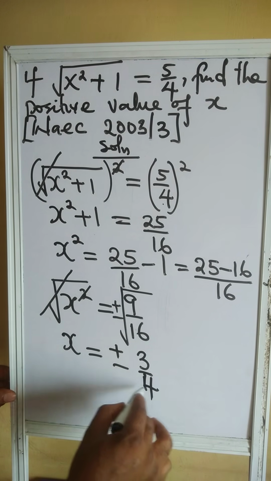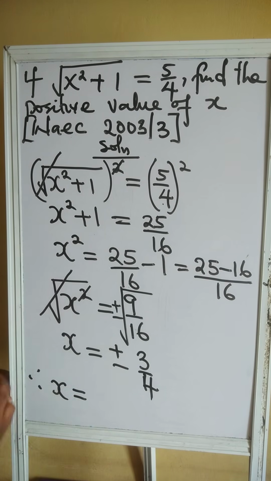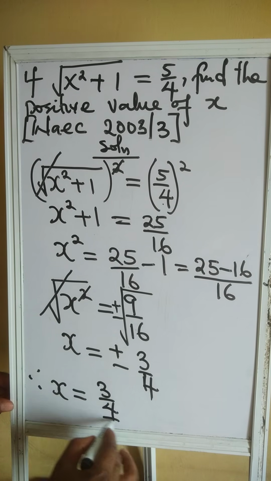Are you there? Now we are looking for the positive value of x, which means we ignore the negative. So finally the value of x is 3/4. Now that is the answer.